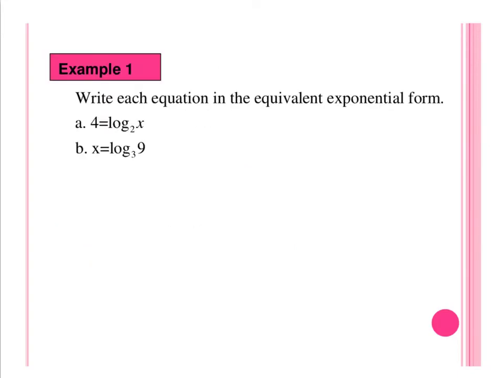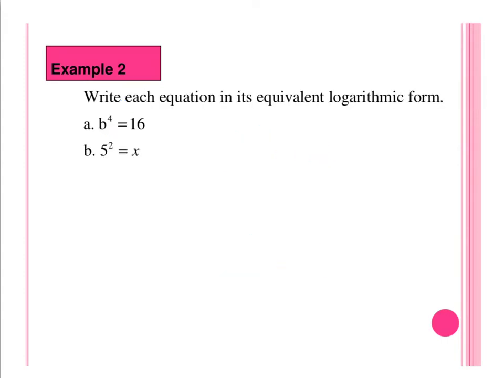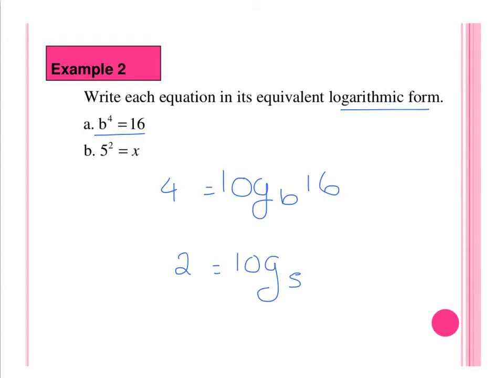If I were going to write it in equivalent exponential form, the first one is going to be 2 to the power of 4 is equal to x. Remember, it's in this circular fashion. This is your base, this is your exponent, this is your output. So for b, 3 to the power of x is equal to 9. If I'm going backwards from an exponential form to a logarithmic form, I'm going to take my log, put my base, remember it equals your exponent, and the output. So log base b of 16 equals 4. My next one, my exponent, my base goes next, and then my output.